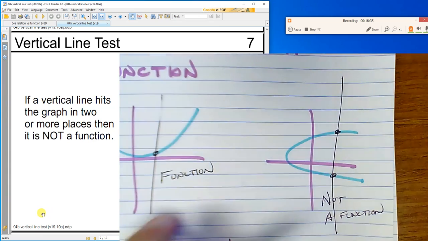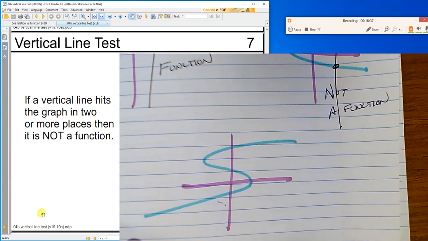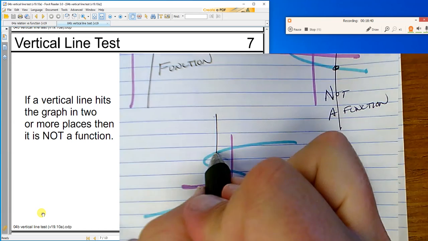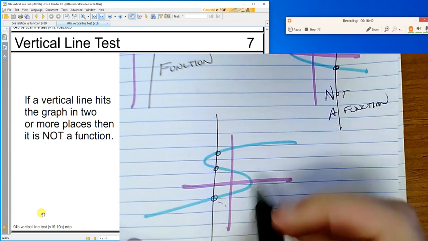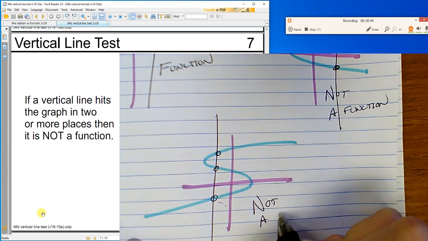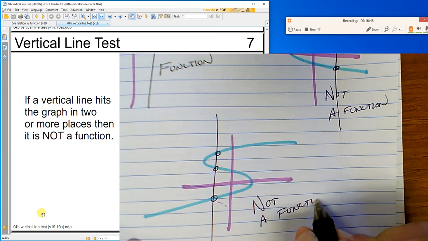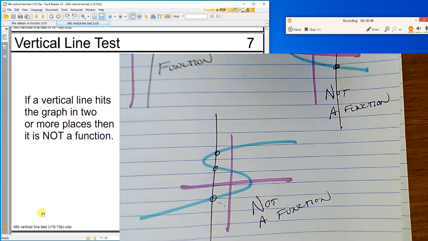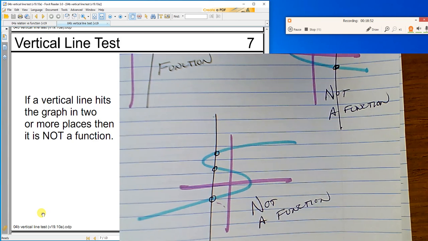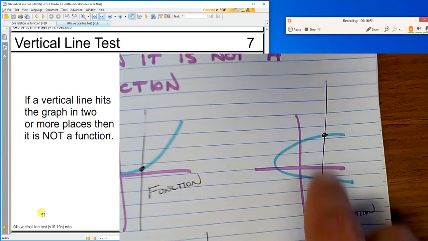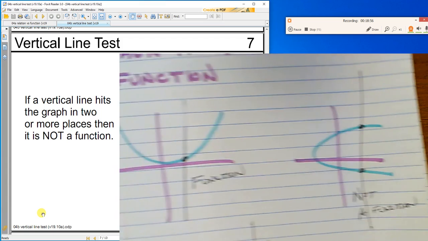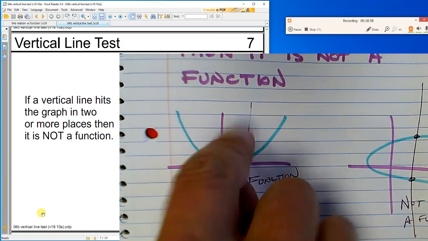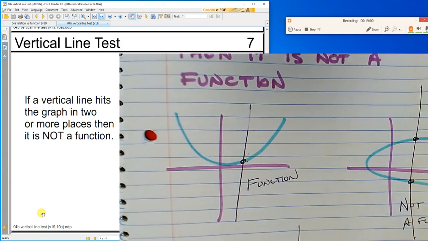Hits it once, function. How about this one, ready? Boom. 1, 2, 3, not a function. That's how the vertical line test works. What it's really saying is, hey, look, there are points on top of each other, it's not a function. Hey, look, no points on top of each other, it is a function.